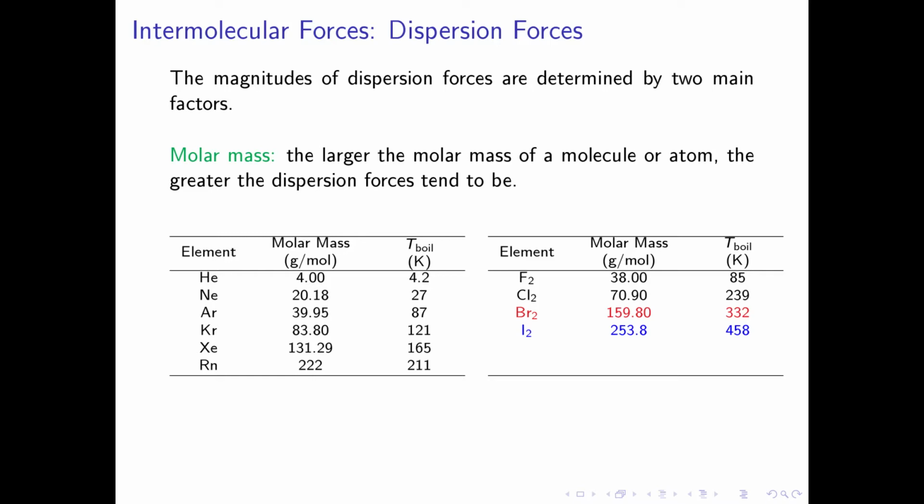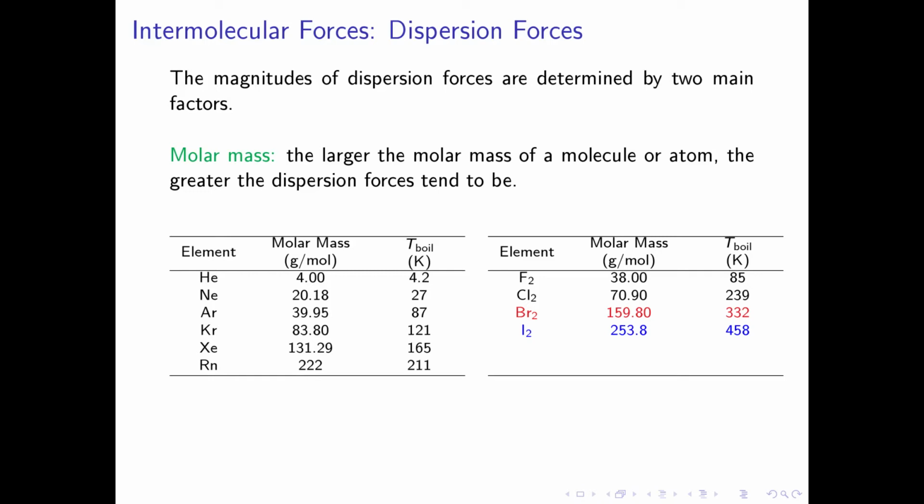The table on the right lists 4 of the halogens: fluorine, chlorine, bromine, and iodine, along with their molar masses and boiling points. Again, the molar masses increase from 38 grams per mole for fluorine to 253.8 grams per mole for iodine. And likewise, the boiling points increase from 85 Kelvin for fluorine to 458 Kelvin for iodine. The effect is much more noticeable in the halogens.